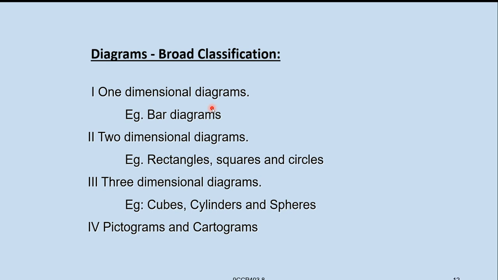So three-dimensional diagrams examples are cubes, cylinders, spheres, etc. In cubes, we see three variables: height, length, and depth. That also you can depict there. In cylinder also the same thing, and in spheres also the same thing.